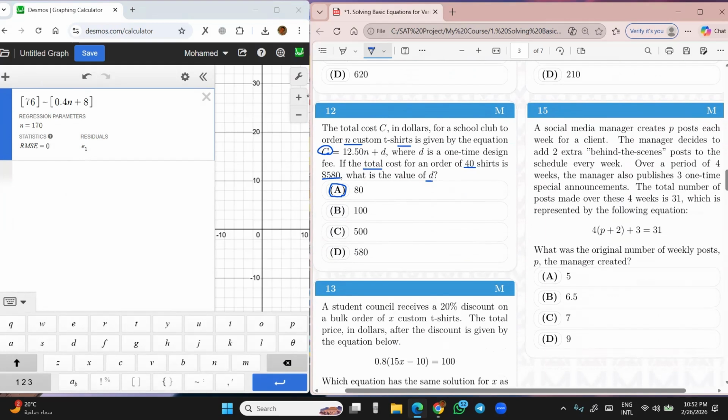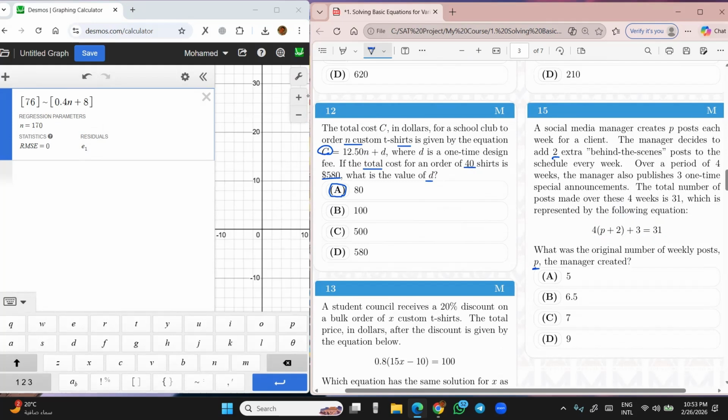Question 15. A social media manager creates posts each week for a client. The manager decides to add 2 extra behind-the-scenes posts to the schedule every week. Over a period of 4 weeks, the manager also published 3 one-time special announcements. The total number of posts made over the 4 weeks is 31, which was represented by the following equation. We need to consider this equation instead of reading everything. But what was the original number of weekly posts? P. So we need to get the value of P the manager created.